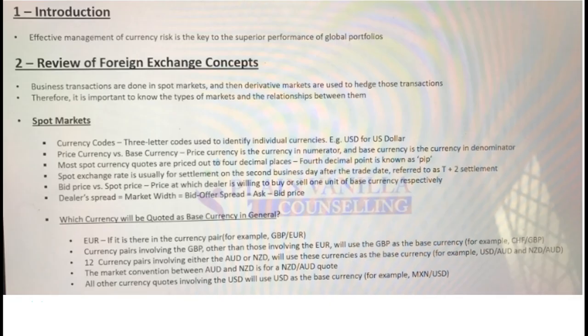So starting with currency management. Why is currency management important? Because currency risk can impact your returns. So for example, if you have invested into some other country, or into an international market, you would have invested into a different currency, and as the exchange rate changes, your return will change. So effective management of currency risk is the key to superior performance of a global portfolio, because currency changes or currency movement are an important component in that scenario.